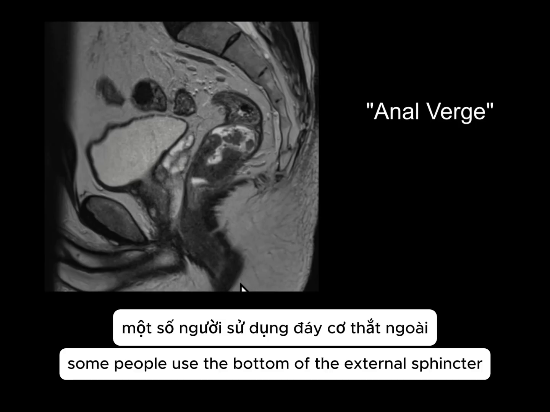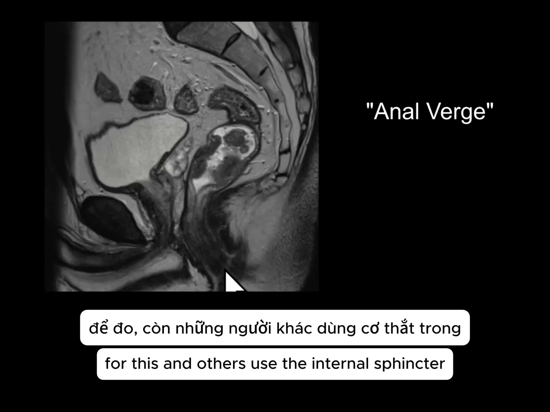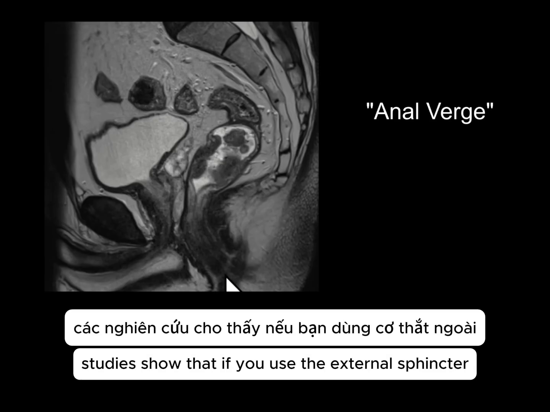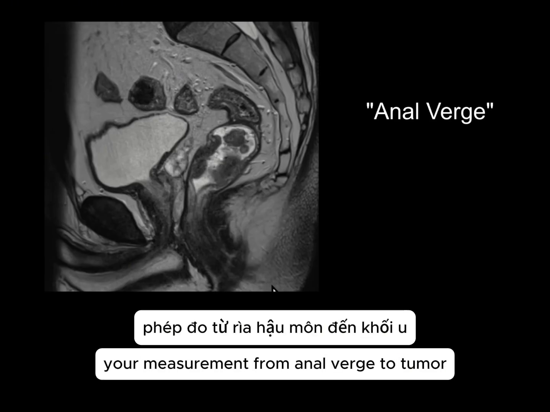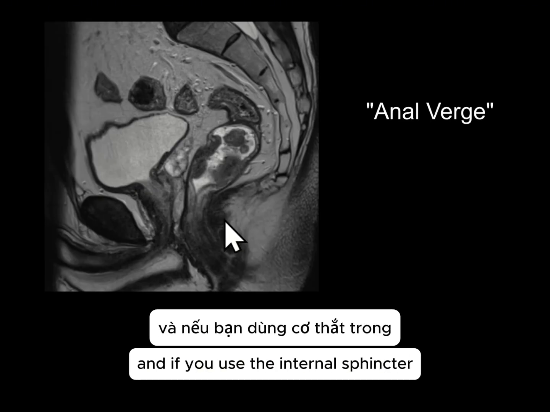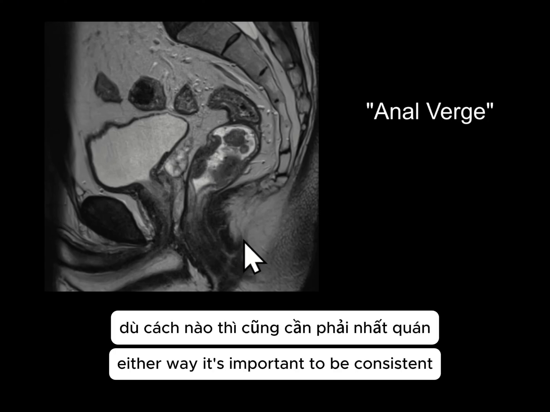Some people use the bottom of the external sphincter for this, and others use the internal sphincter, which is a little bit higher. Studies show that if you use the external sphincter, your measurement from anal verge to tumor will be longer than on endoscopy. And if you use the internal sphincter, measurements will be shorter than on endoscopy. Either way, it's important to be consistent.